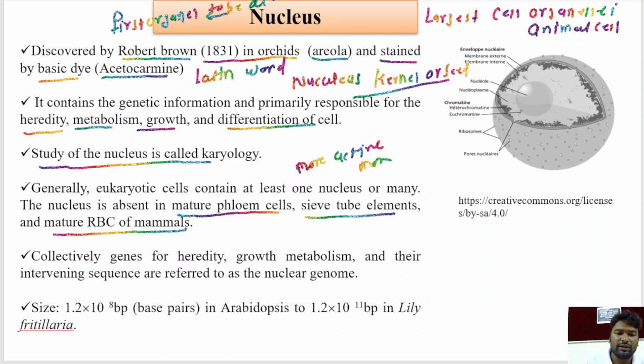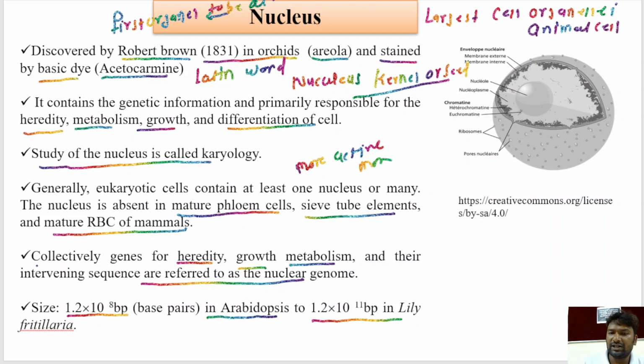Also, the genes for heredity, growth, and metabolism together with their intervening sequences are referred to as the nuclear genome. The size of the nuclear genome varies from 1.2 × 10^8 base pairs in Arabidopsis to 1.2 × 10^11 base pairs in the lily Fritillaria.